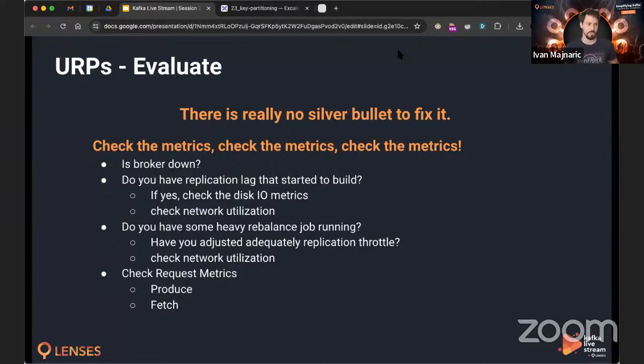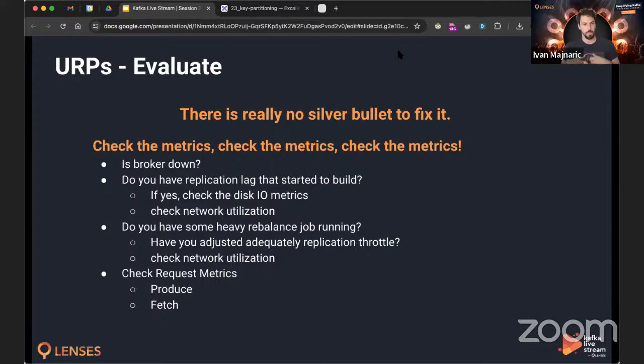So first and foremost, you have to go down and see whether your broker is down, and whether it is down because of a hardware issue or an out of memory issue, and then see what you can do with it. Don't try to just bring it back immediately. Bringing it back while your disk is full is just going to bring it down again. You're not going to do anything. Or if you had an out of memory issue, it's going to happen again. So try to evaluate what really happened and do something with it.